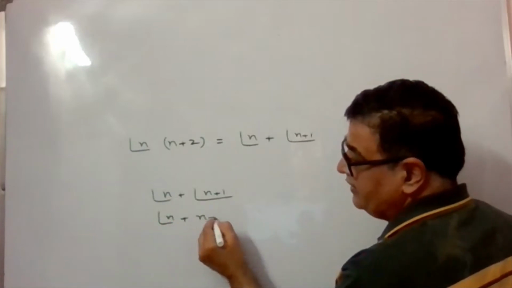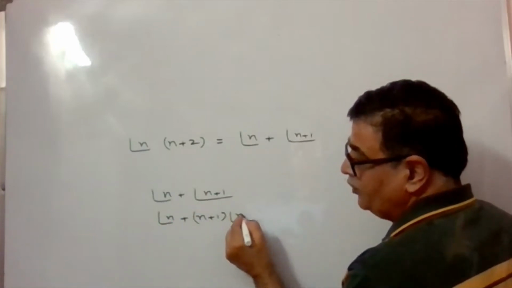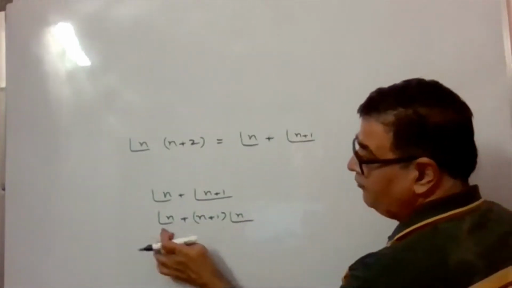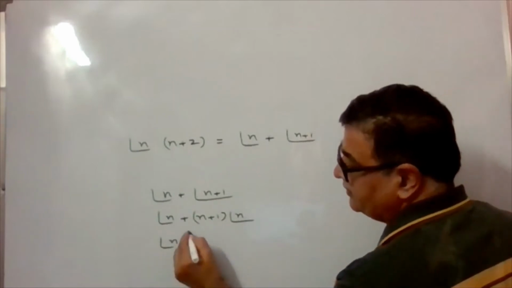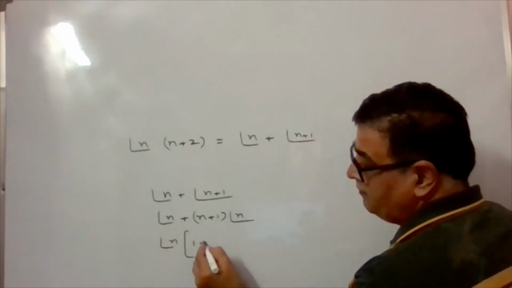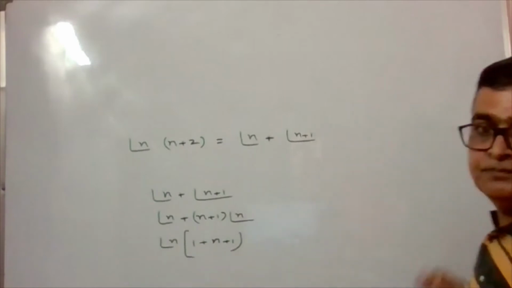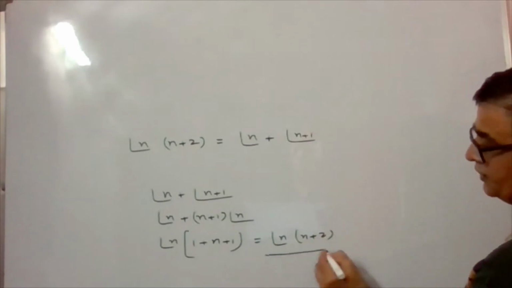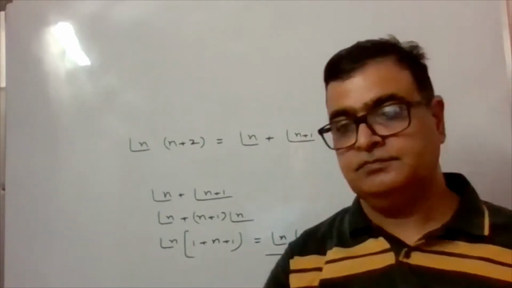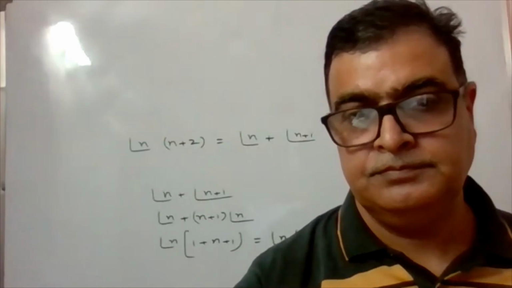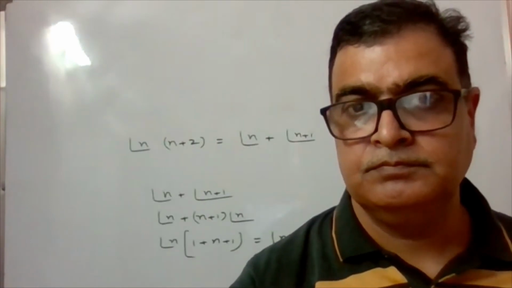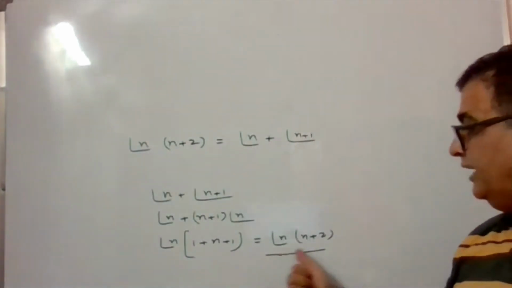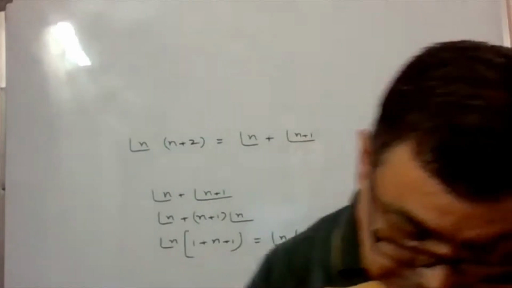Factorial n, this will be written as n plus 1 times factorial n. Factorial n will be common in the two. I'll take that out. What is left now? 1 plus n plus 1. Then it will come out to be factorial n into n plus 2. So the answer comes out to be factorial n into n plus 2. Next question, please.